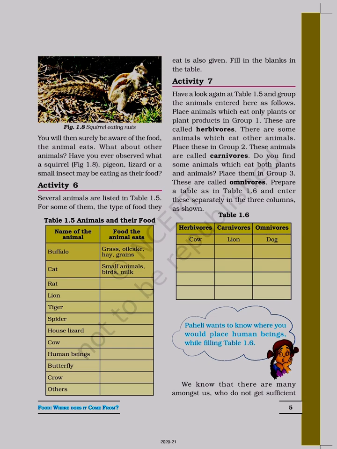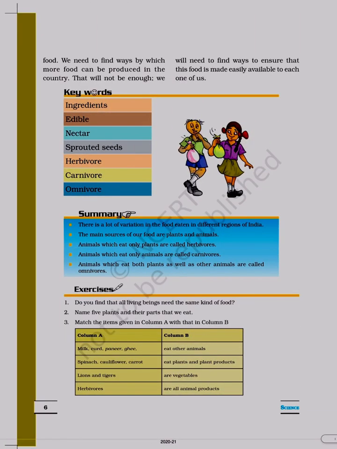These are called omnivores. Prepare a table as in Table 1.6 and enter these separately in the three columns as shown. Table 1.6: herbivores, carnivores, omnivores. Herbivores: cow; carnivores: lion; omnivores: dog. Pahili wants to know where you would place human beings while filling Table 1.6. Definitely in omnivores.